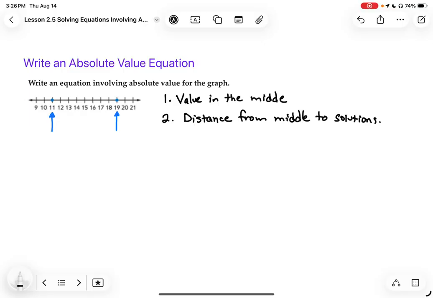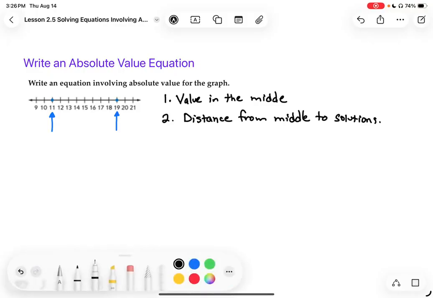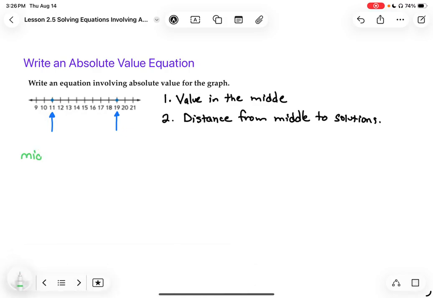We want to know the value in the middle. There's a couple of ways you can do this. One of the ways, if they're close to each other, like 11 and 19 are, is you can just count to find which one's in the middle. But if they're far apart, another way you can find the middle is you can just add the two values together and divide by 2. So we can do 11 plus 19 divided by 2. 11 plus 19 is 30, and 30 divided by 2 is 15. So that's the middle, 15. Okay, so the value in the middle is 15.